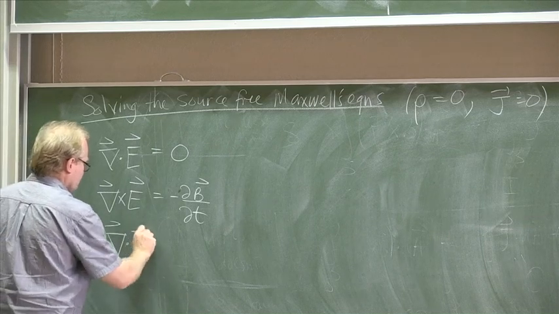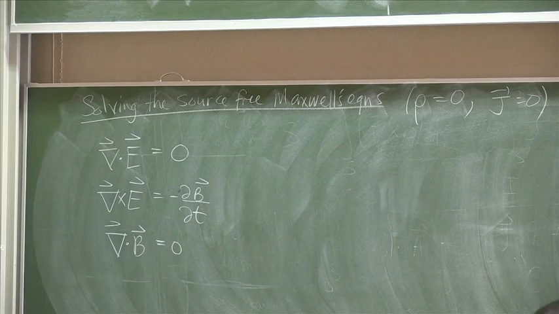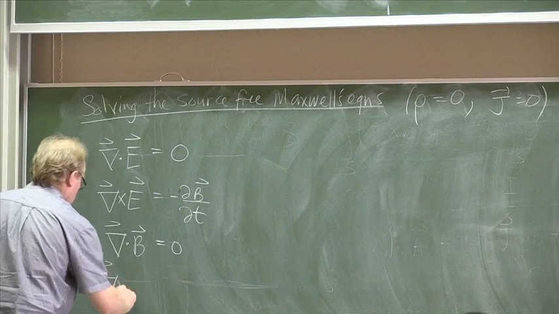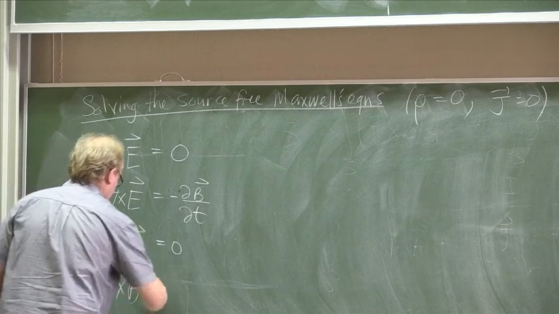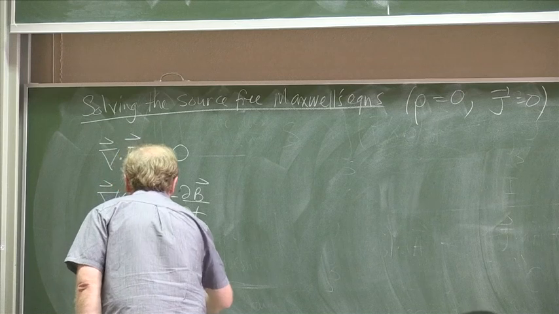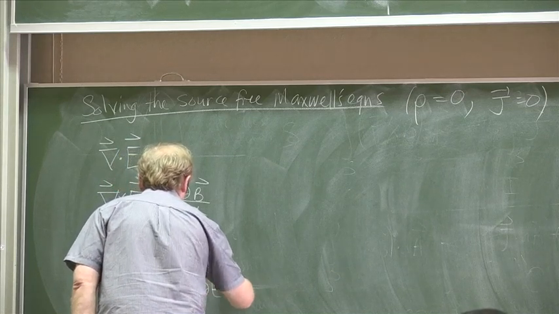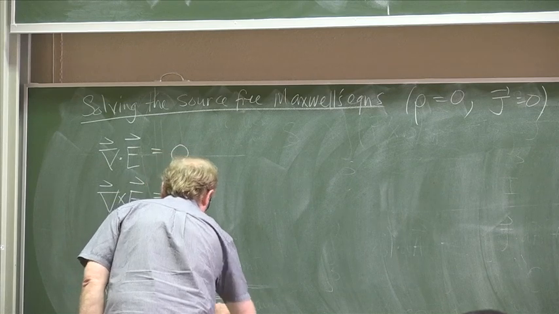The divergence of B is zero. And the curl of B is equal to mu naught epsilon naught dE/dt.